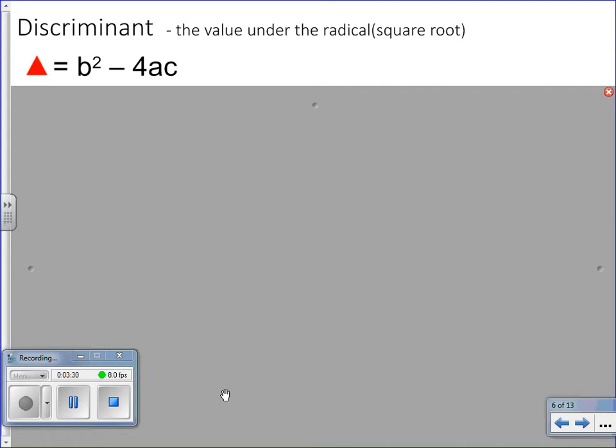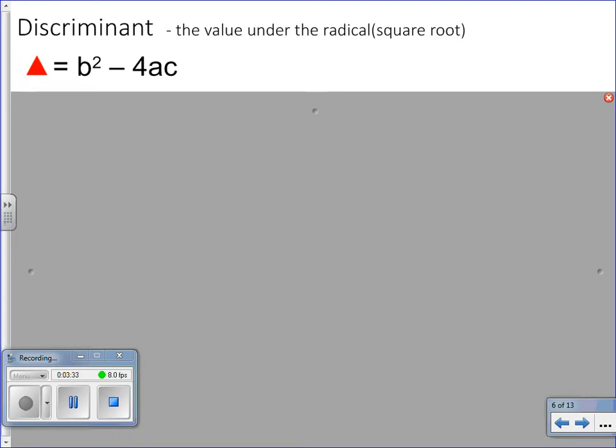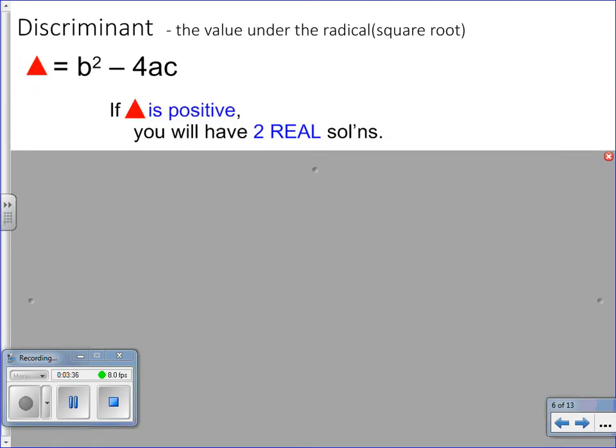Okay. So red triangle is b squared minus 4ac. Now, a few things that you should know. If your discriminant is positive, you will have two real solutions to the quadratic formula. Those solutions can be nice numbers, they can be fractions or decimals, they could be irrational, so they might have a square root of 6, which you can't simplify. The key here is they're real, so they won't have the square root of a negative number because the discriminant is positive, and so you won't have any i's if your discriminant is positive.